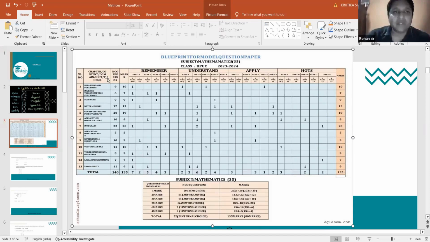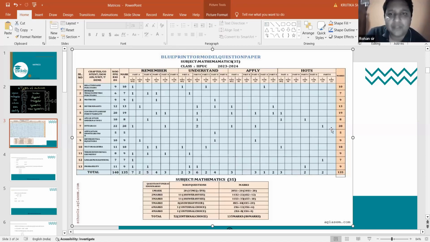So relation and function. See, the first topic over here is relation and function. It is fetching you 10 marks. Okay. Then inverse trigonometry, it is fetching you 7 marks. Matrices 9 marks. Okay. And determinants 13. Continuity and differentiability, it is fetching you 19 marks. Application of derivatives 8 marks.